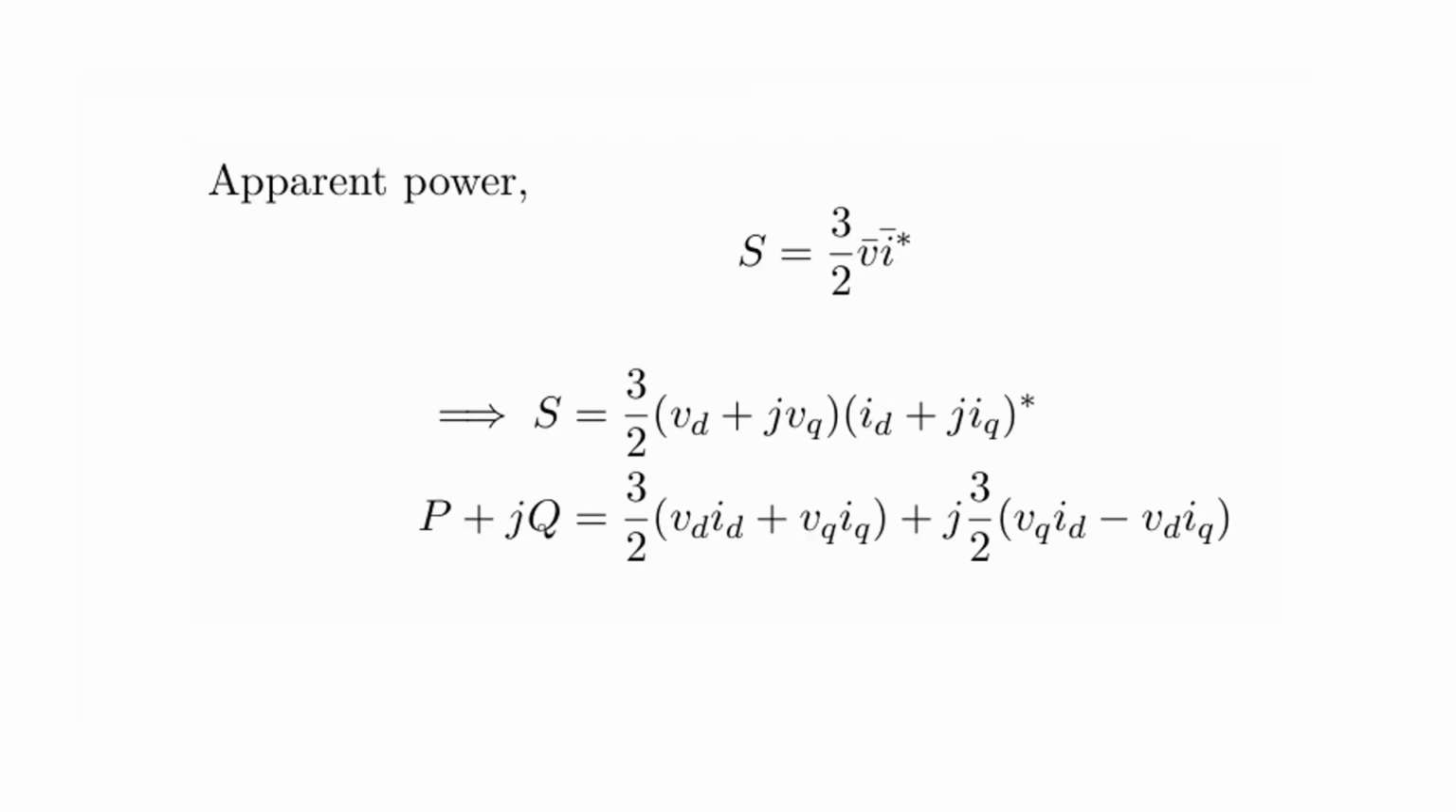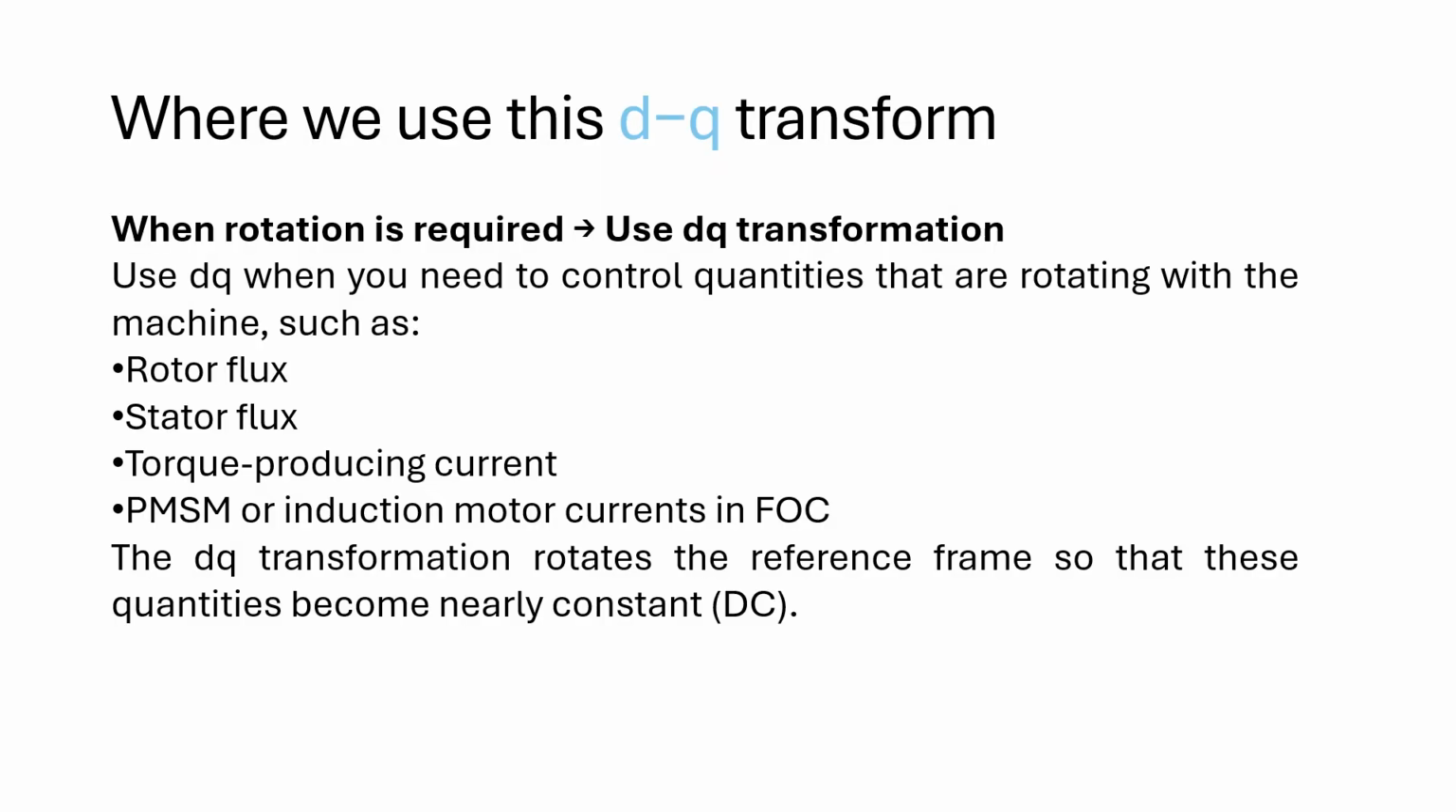Now the apparent power using this DQ transformation technique is 3 by 2 V I conjugate, which is equal to 3 by 2 (VD plus jVQ) into (ID plus jIQ) whole conjugate. P plus jQ we can write like this: VDID plus VQIQ plus j times 3 by 2 into (VQID minus VDIQ). So this represents the active power and this represents the reactive power. Where do we use this DQ transformation?